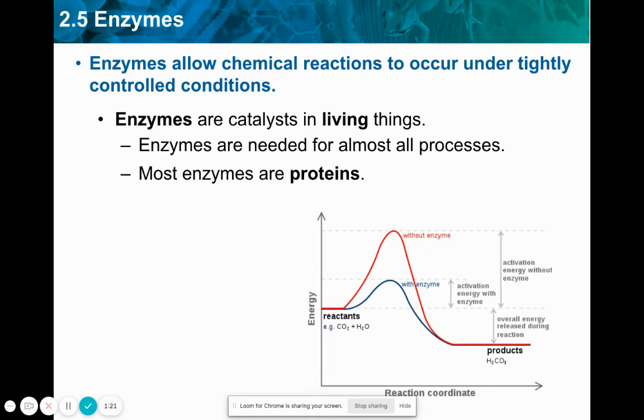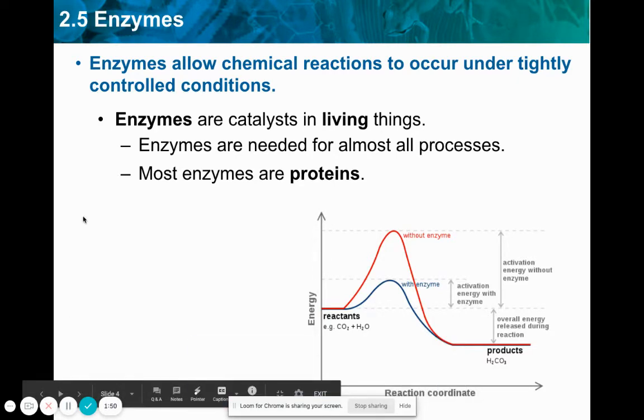Now, enzymes are extremely important for maintaining homeostasis, and they are needed for almost all processes that happen in our bodies. They are needed to keep us alive. And this is because without enzymes, all the processes that are happening in our bodies would take place at a very slow rate, and that will not be sustainable for us to stay alive.